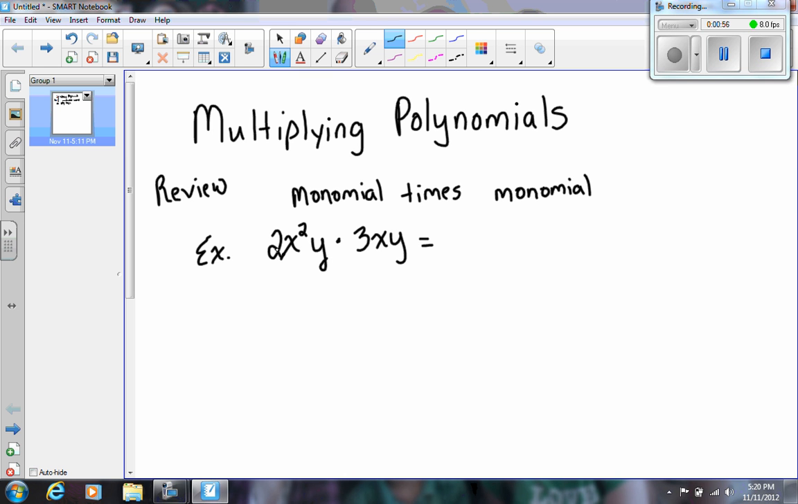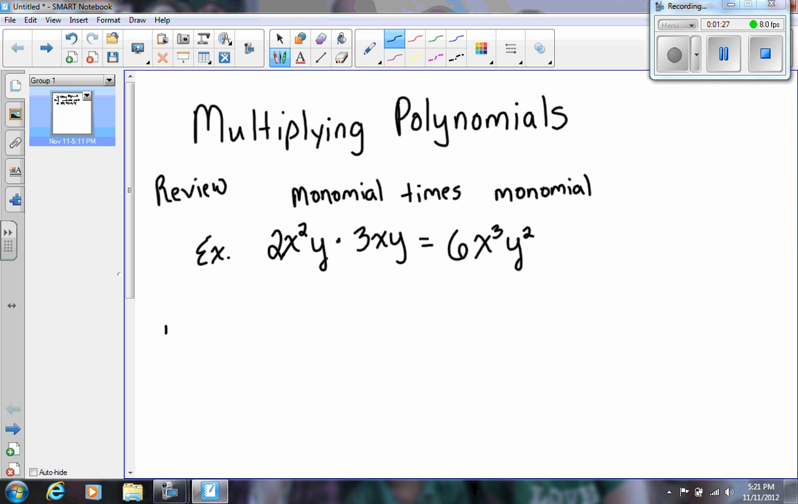So in this case, we just multiply the numerical parts. 2 times 3 is 6. And remember, when the bases are the same, you add the exponents. So we use those exponent rules. So x squared times x is x cubed. And y times y is y squared. Now, remember that when we are multiplying here, we did not have to have like terms to multiply. With adding and subtracting, we had to have like terms.